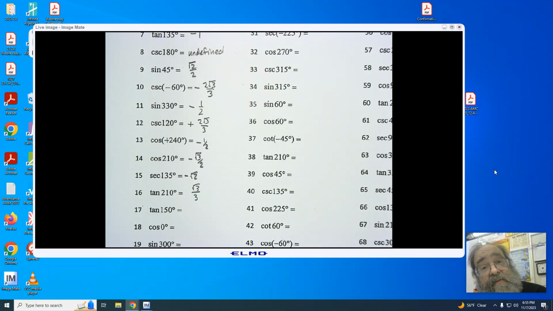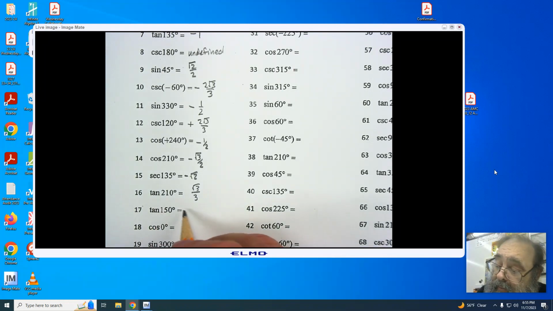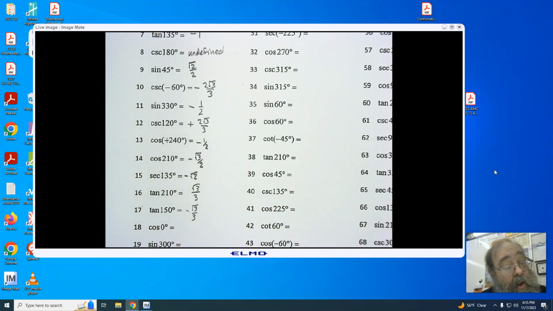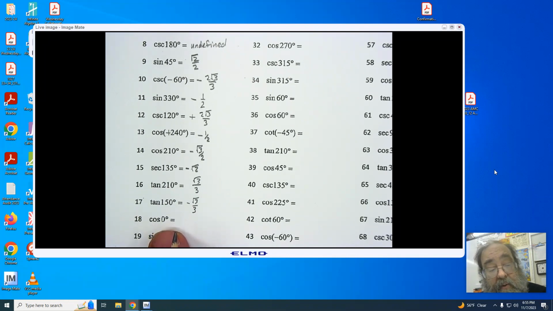Tangent of 150 degrees, second quadrant. 180 minus 150 degrees is a 30-degree reference angle. We then say the tangent of a 30-degree reference angle is root 3 over 3, and in the second quadrant it is negative. We then go to the cosine of 0 degrees. The cosine of 0 degrees is 1. Once again, that's a quadrantal.